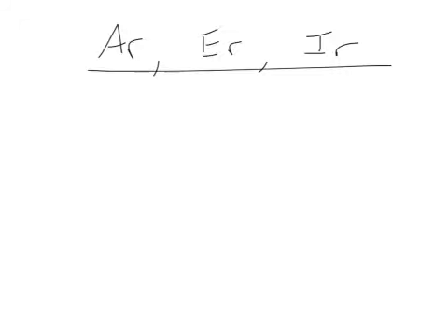This is a very short review on how to conjugate basic verbs in Spanish. Remember that all Spanish verbs end in either AR, ER, or IR. AR verbs, you take off the AR. For example, one would be hablar. So you take off the AR and then you add your appropriate ending.